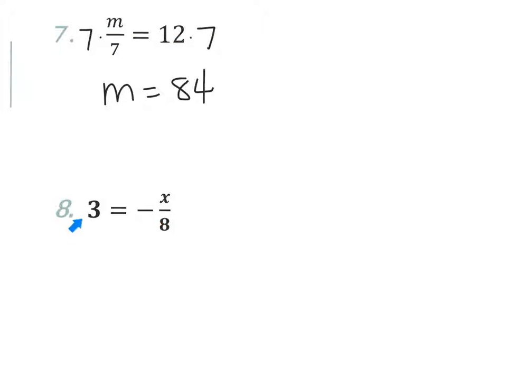Okay, why don't you guys pause the video and try number 8. Okay, in number 8, you've got to be careful. You've got to remember that that negative sign is there. So I like to tuck it with that negative 8. I might even cancel it out and write it down here. That way I know I'm dividing by a negative 8 and I don't lose that negative sign, because I'm going to times each side by negative 8. I can't times by a positive 8 because that wouldn't get rid of the negative sign. So I get x equals negative 24.